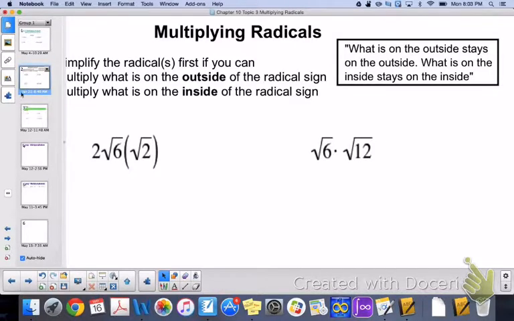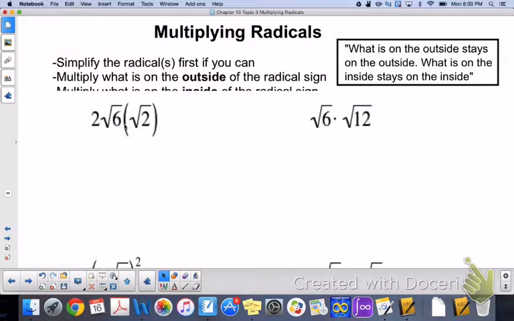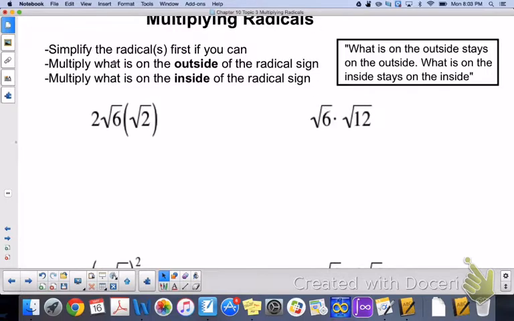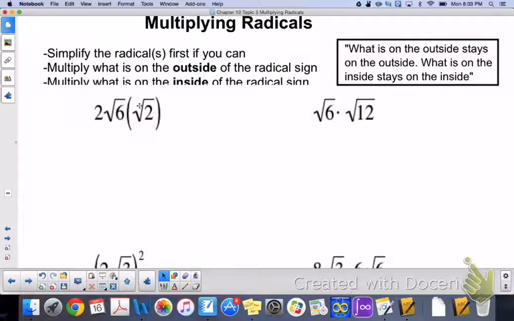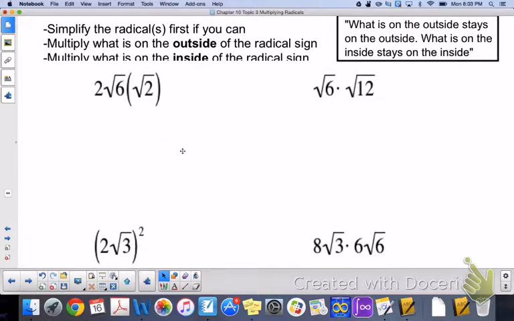Okay, multiplying. So, just going to move these up so we can see them. When we are multiplying radicals, you need to do a couple things. Okay, I'm going to move that up. Here we go. So, when we are multiplying radicals, you need to remember, simplify the radical first if you can, and then multiply what is on the outside of the radical sign, and multiply what's on the inside of the radical sign. Right here is key. What's on the outside stays on the outside. What's on the inside stays on the inside until you do the square root.